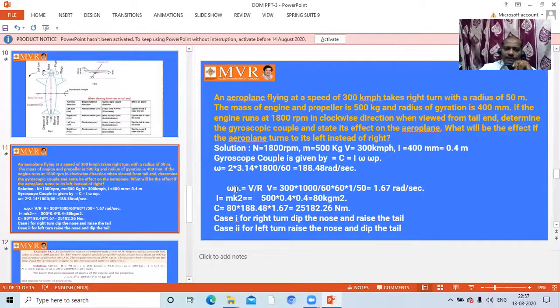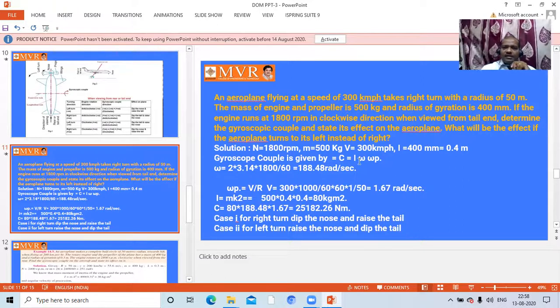So we can understand that omega is known, omega p is known, I is known. The gyroscopic couple is calculated by C equals I into omega into omega p. Substituting all these three values, we get the gyroscopic couple, that is 25182.26 newton meters. If divided by 1000, we get it in kilonewton meters. That is the answer for the first question.